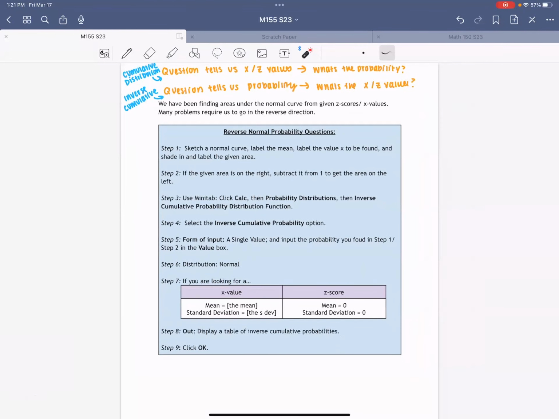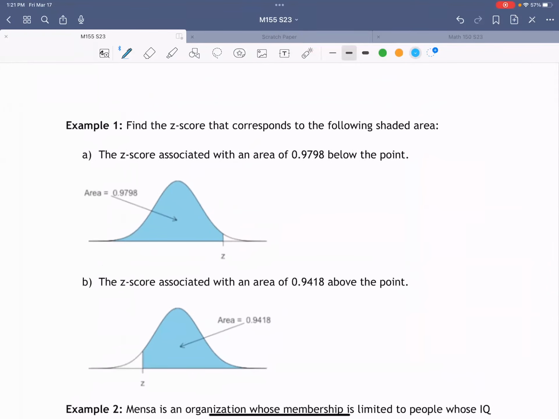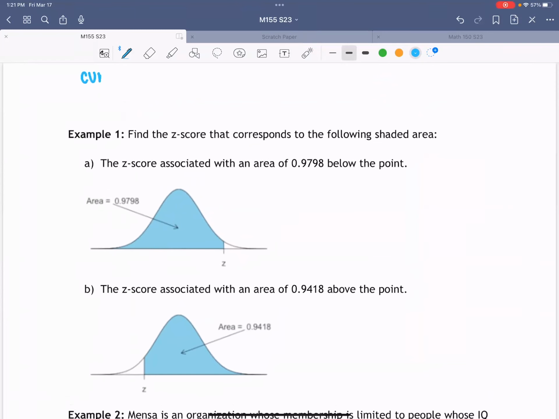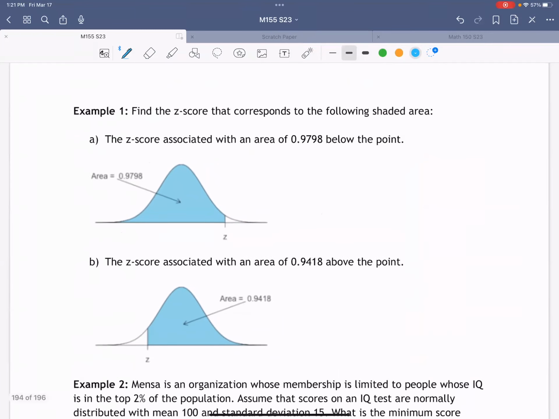Let's just do an example and see what happens. Okay, just a little reminder, if you're using the cumulative button... actually, why don't we just do the question? I'll remind you later on. Here's our example. We want to find the Z-score. This question isn't asking us what the probability is. They're telling us what the probabilities are in the question. We want to find the Z-scores that are associated with them. So what are the actual values that correlate with these probabilities?